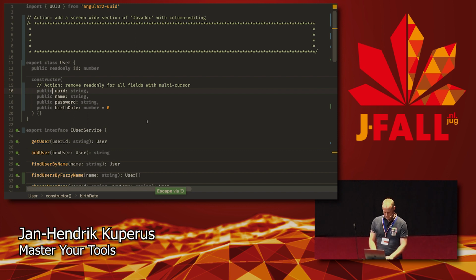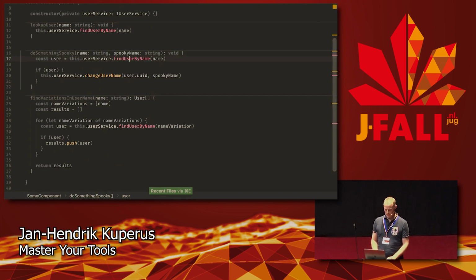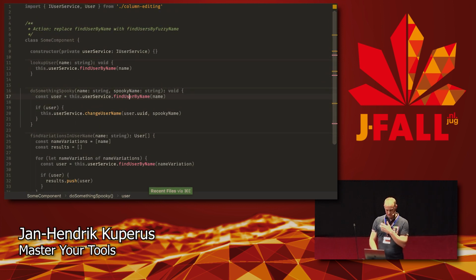And the other one, multi-select, is also something. It's taken me a while to figure out how to show the power of multi-select. But here, for example, I have a class where I have this find user by name function, and somehow the API of this thing changed, and I want to change all of my invocations of find user by name to find user by fuzzy name.